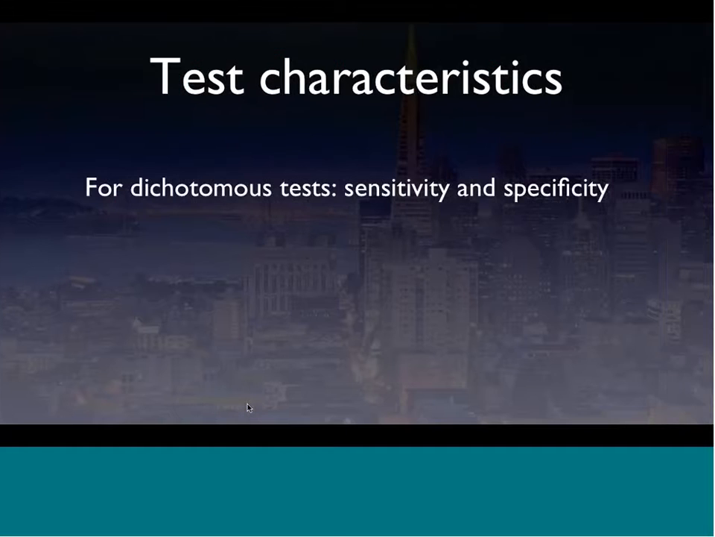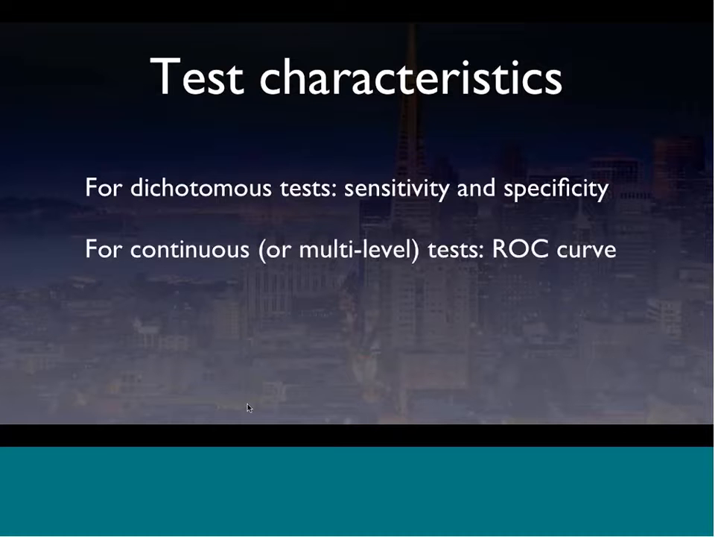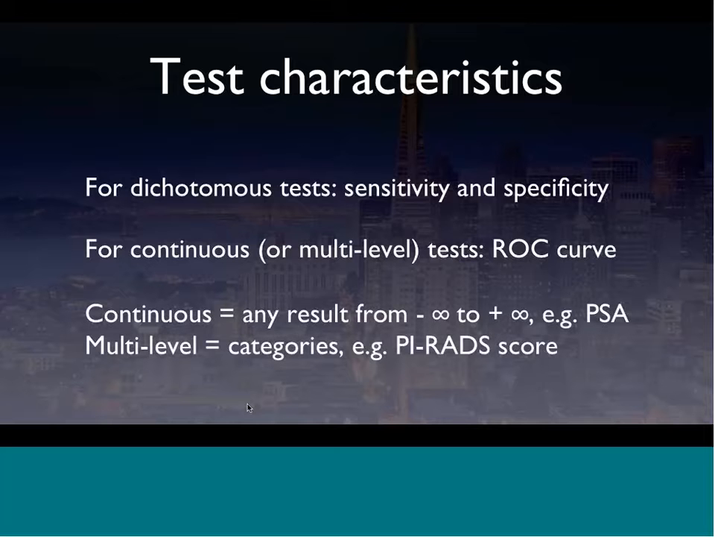All right, so let's go back to test characteristics. If we have a dichotomous test, you're going to have sensitivity and specificity. If you have a continuous test or a multi-level test, you're going to use the ROC curve. So that's where the ROC curve comes in.